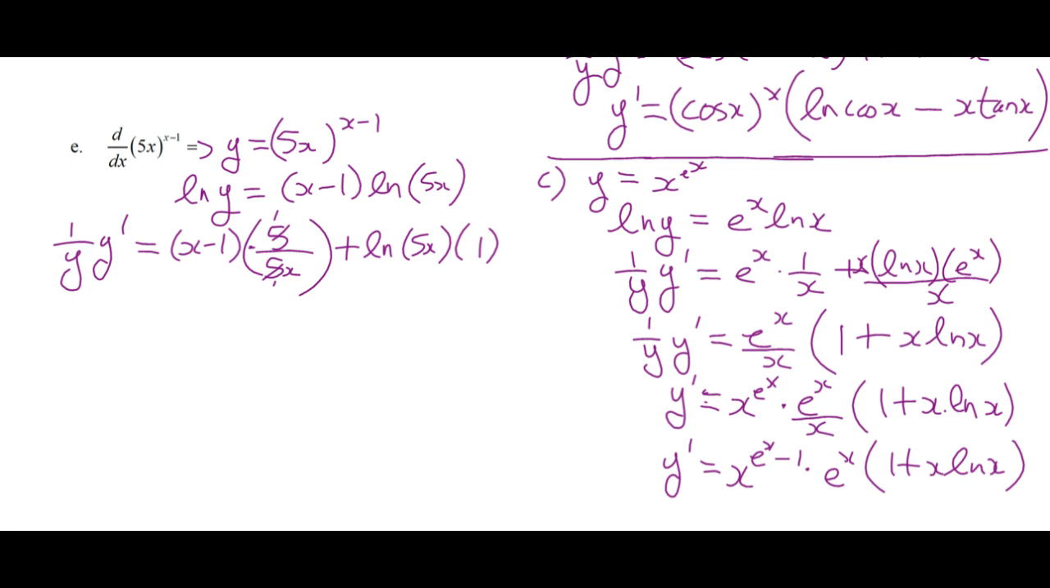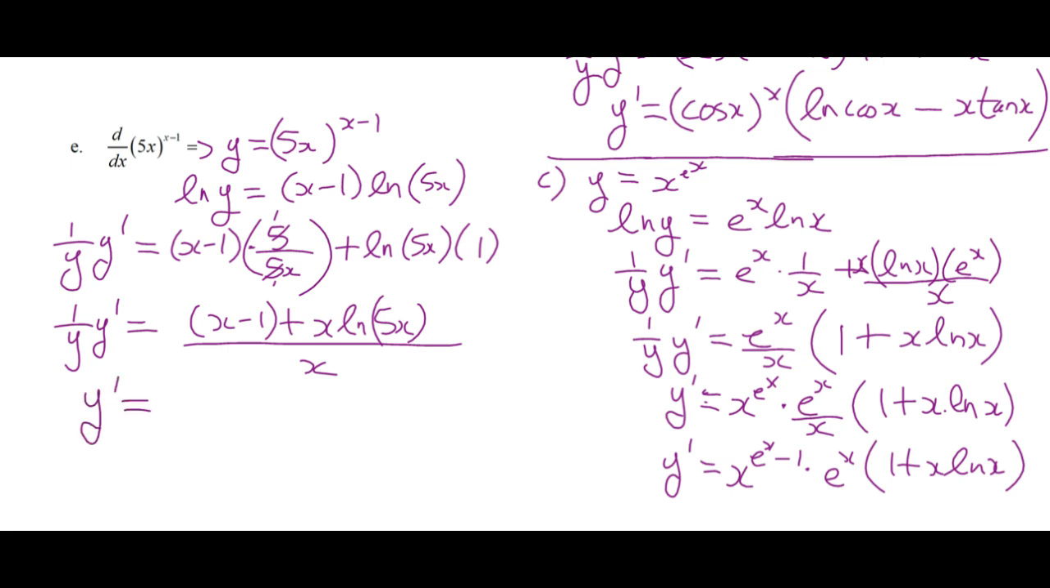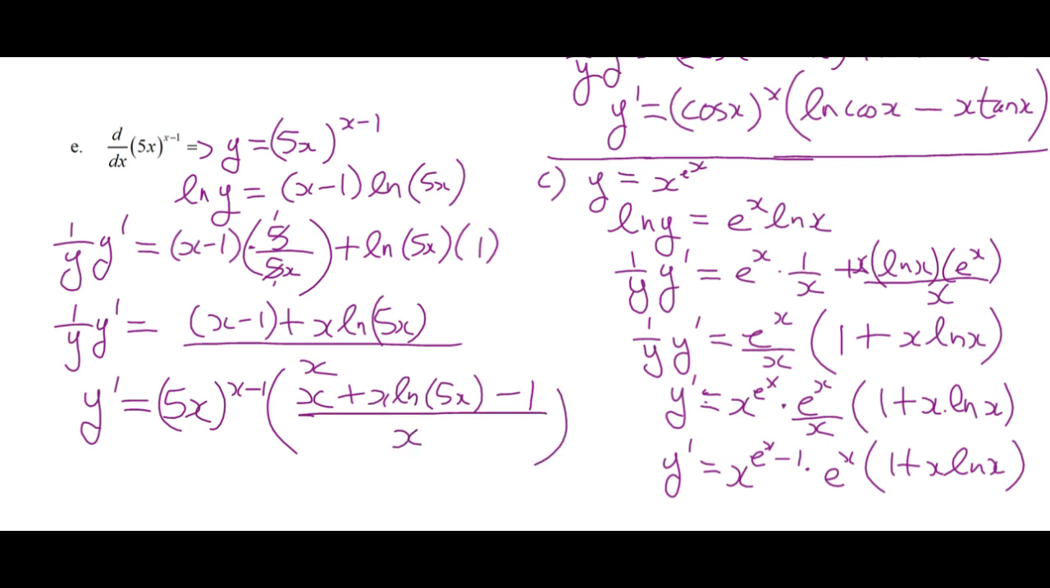So let's go with a common denominator. So common denominator is going to be x, so I'm going to have an x minus 1 over x. Already got that. So I need a plus x ln 5x. Okay, so I think I'm good there. And now we'll bring the y. So y prime equals y, but just so 5x. Okay, so what do we got? x plus x ln 5x minus 1 all over x.